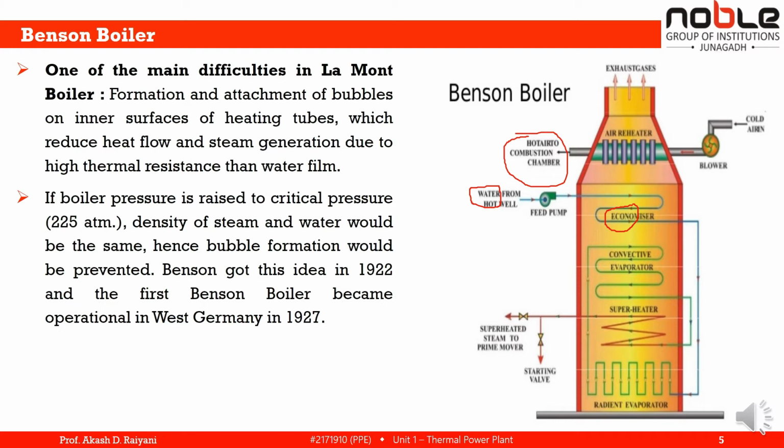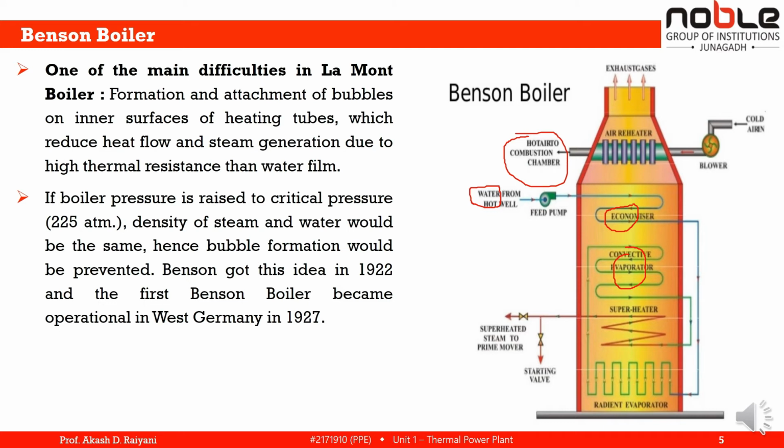The radiant evaporator receives the heat from the burning of the fuel through the radiation process. The steam water mixture then passes through the convective evaporator, where the steam and water mixture is converted into steam, and the heat required is supplied by the hot gases by convection. The saturated steam is available in the convective evaporator.